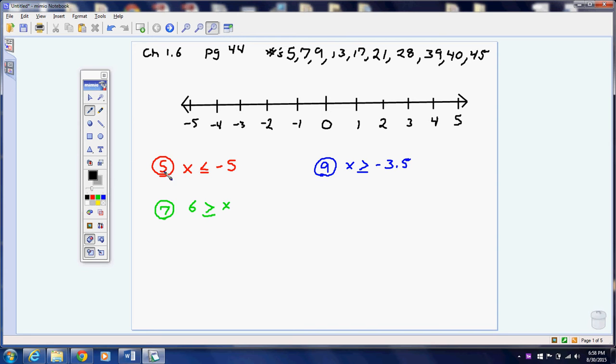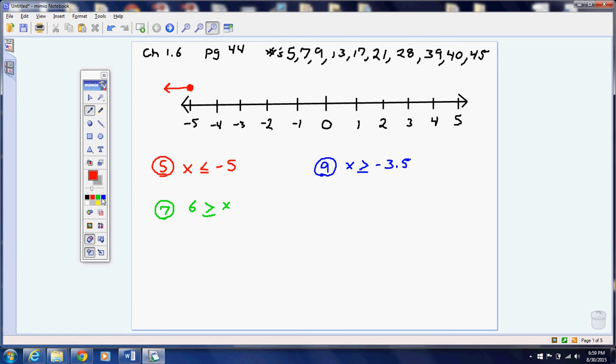Okay, let's take a look at number 5 here. X is less than or equal to negative 5. All right, here's negative 5, less than or equal to. So we need this dot and we need to fill it in to denote that it can be equal to negative 5 as well. And then X can also be less than that. So less than or equal to negative 5.